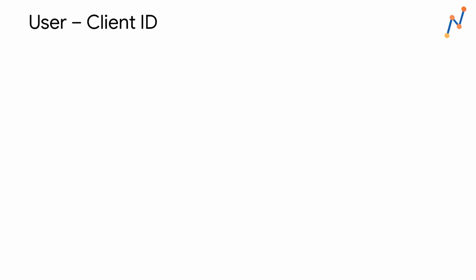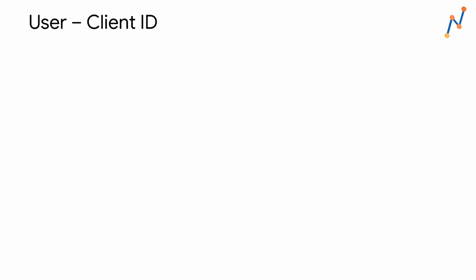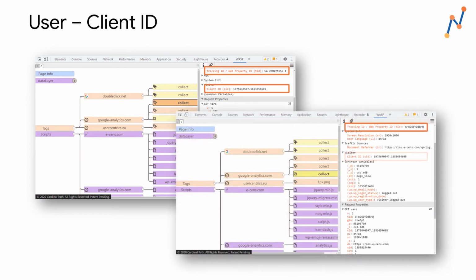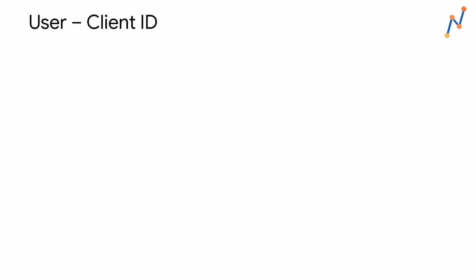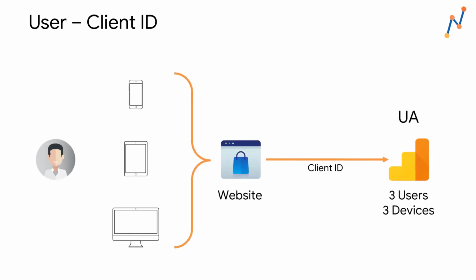So if you're now asking, where do I find this client ID? The answer is pretty simple. Just use a tool like the Chrome extension WASP, which will provide you with some quite detailed information for both Universal Analytics and GA4. Now that you know the basics about client ID, you now also know why a user visiting a website with 3 different devices or browsers will result in 3 users and 3 devices in Universal Analytics as well as in GA4.